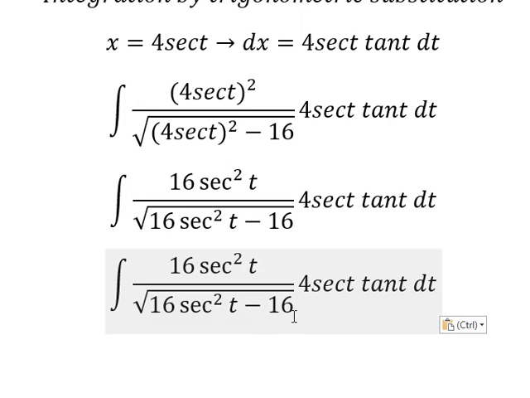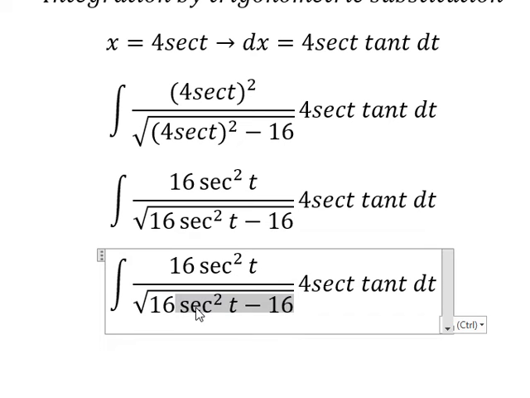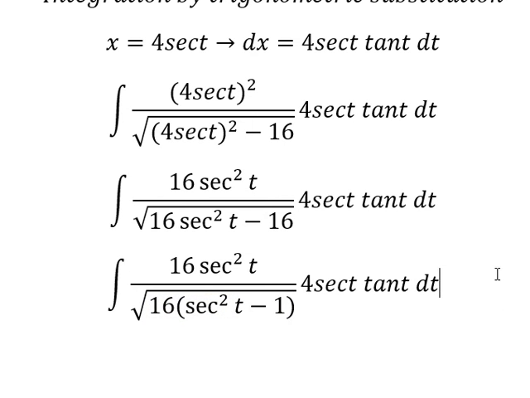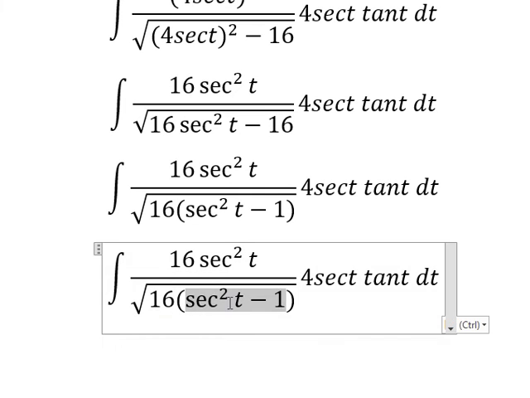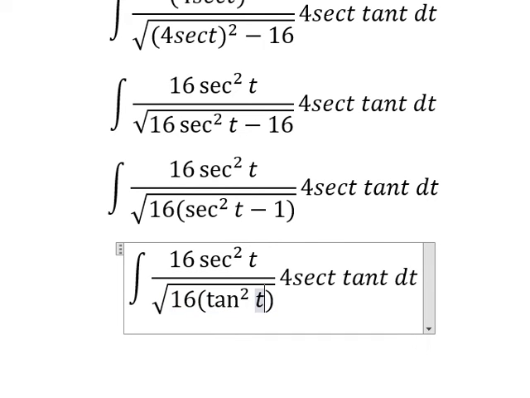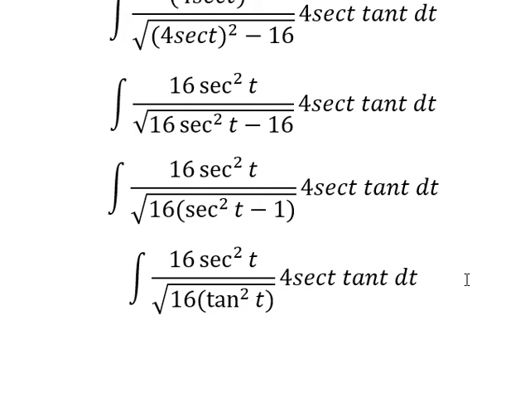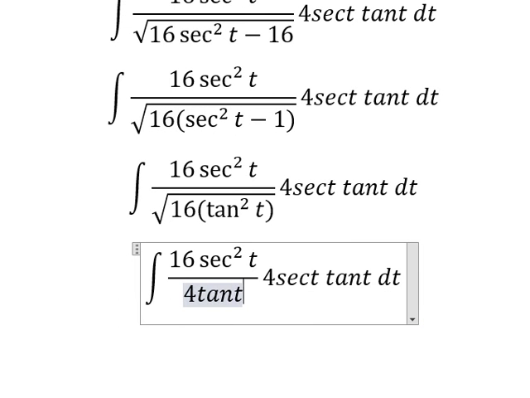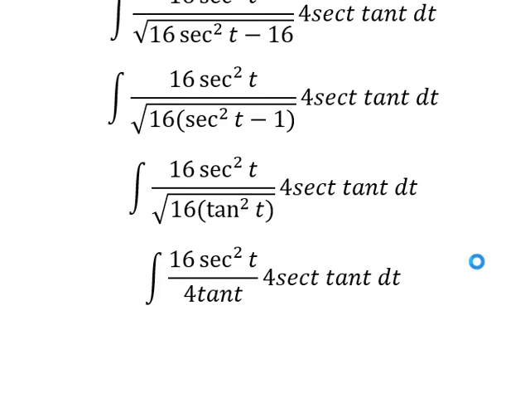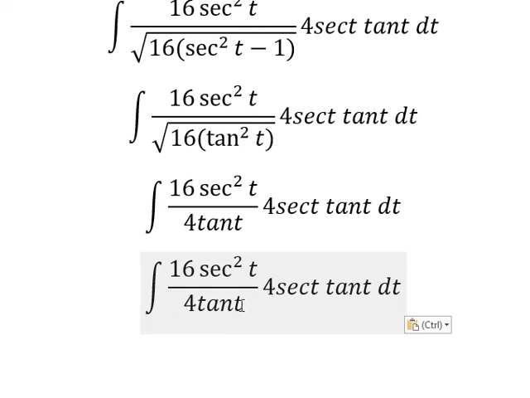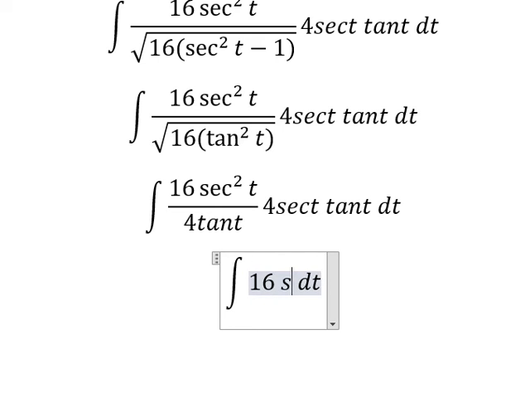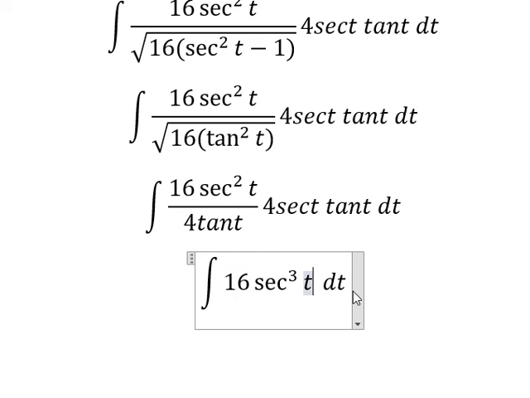The 16, we can do factorization, and this one we change to tan t squared. This is about trigonometric identities. The square root of 16 tan t squared, you get 4 tan t. With the 4 tan t, we can simplify, and you get 16 secant of t to the power of 3.